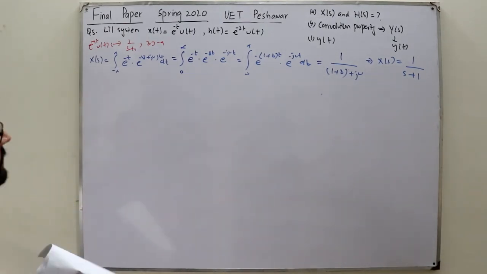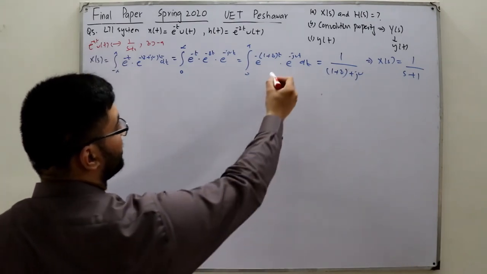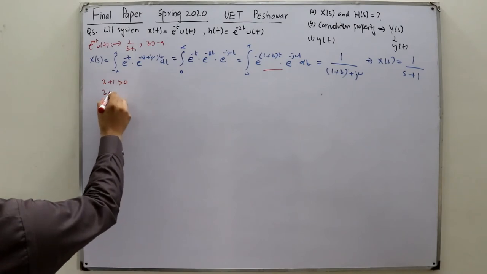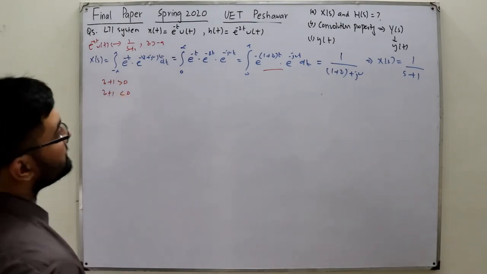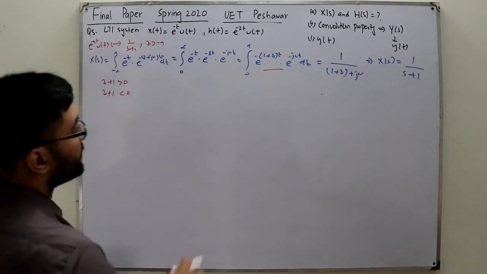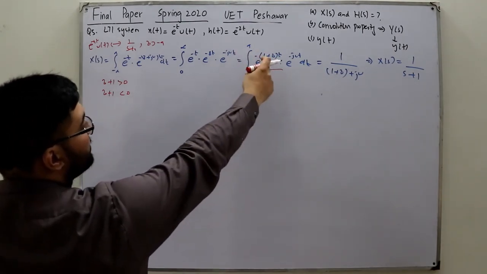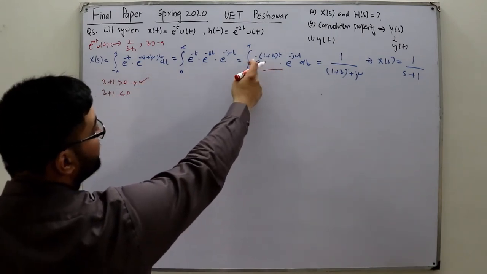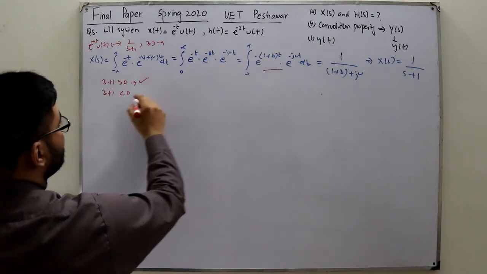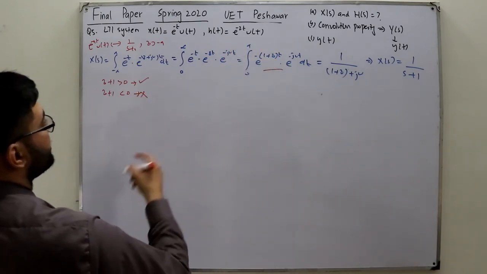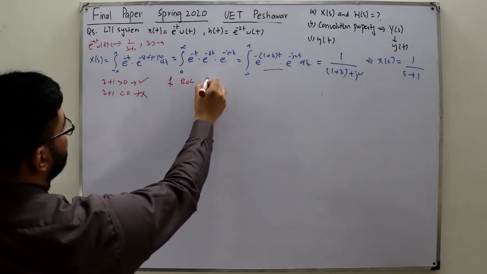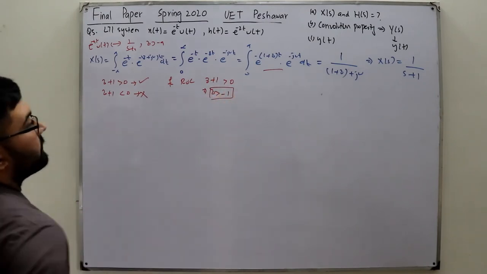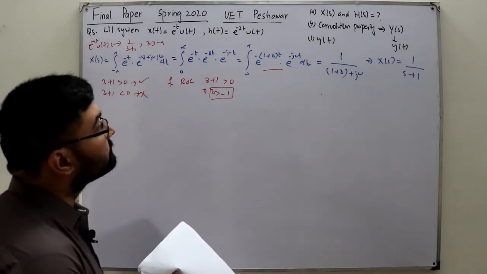Now for the ROC, have a look from here. Sigma plus 1 could be greater than 0. Sigma plus 1 could be less than 0. If it's greater than zero, you put infinity, you have a negative infinity, that would be fine, that would converge. If it's negative, negative, negative would become positive, you put t equal to infinity, this would diverge. So which means for ROC, sigma plus 1 should be greater than 0, which means sigma should be greater than minus 1. That's the associated ROC.